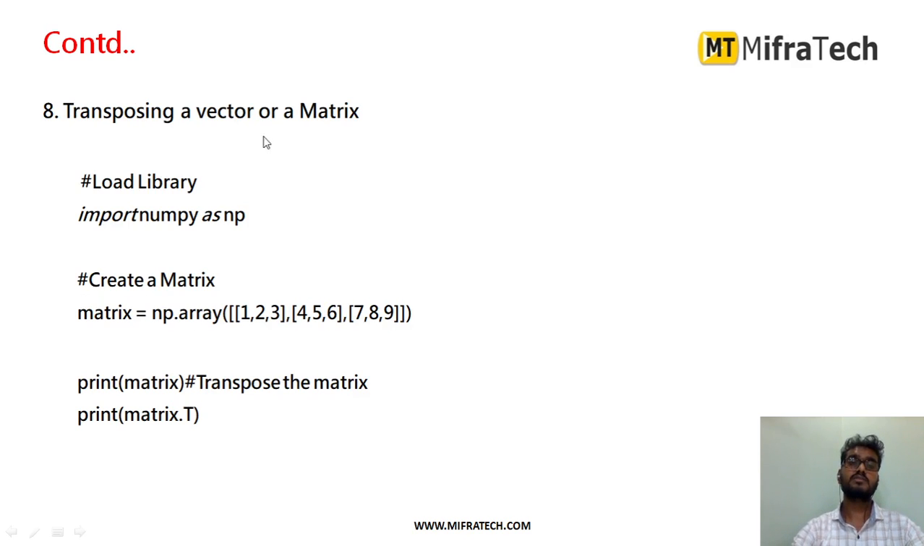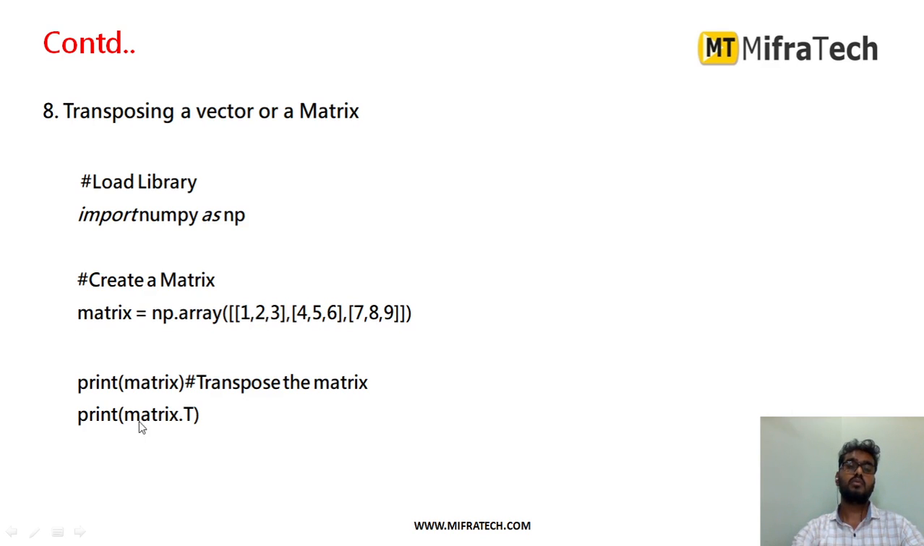So let's see what is transposing of a vector or a matrix. As we know, manually transposing is nothing but changing our row values into columns and column values into rows. That is what a transpose means. That can be done manually, but we have an inbuilt function for that also in the Numpy library. First we have to load the library, like import numpy as np, then we have to create a matrix using the np.array function, and then print the matrix. The printed matrix will have rows and columns like this: 1 2 3 in one row, then 4 5 6 in another row, and 7 8 9 in another row. So there is a 3 cross 3 matrix.